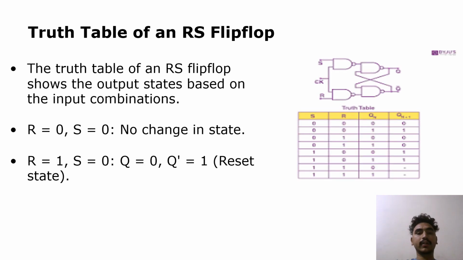The truth table for the RS flip-flop is given in this slide. The truth table of an RS flip-flop shows the output states based on the input combination. Given R equal to 0 and S equal to 0, there is no change in state. And given R equal to 1, S equal to 0, Q becomes 0 and Q dash is equal to 1, which is the reset state.